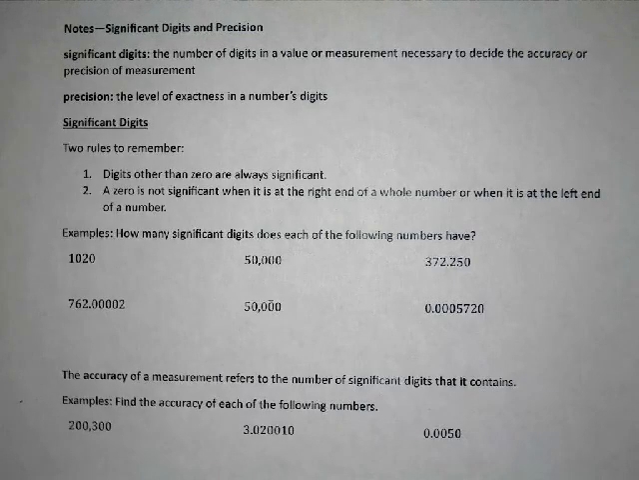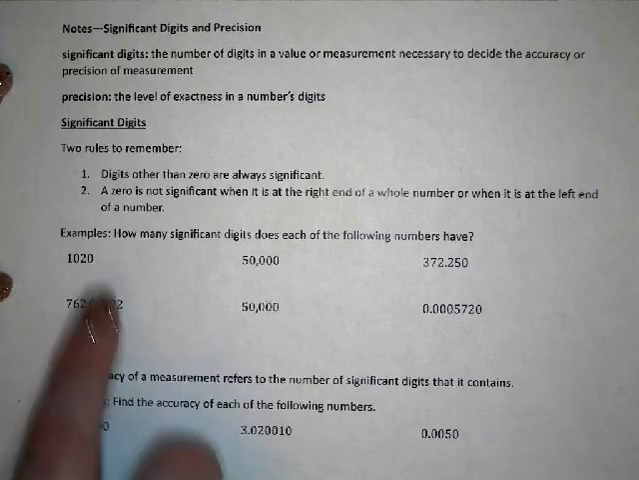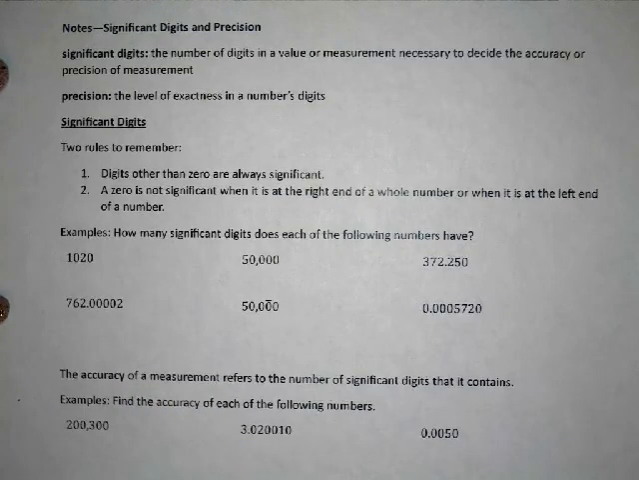The reason we care about significant digits is it helps us with rounding, so that if we're adding numbers together or multiplying numbers or doing whatever, if they tell us to round according to the significant digits, we can say, oh, well, that number had two significant digits, so I'm going to keep two significant digits in my answer. Okay, so here it says how many significant digits does each of the following numbers have?